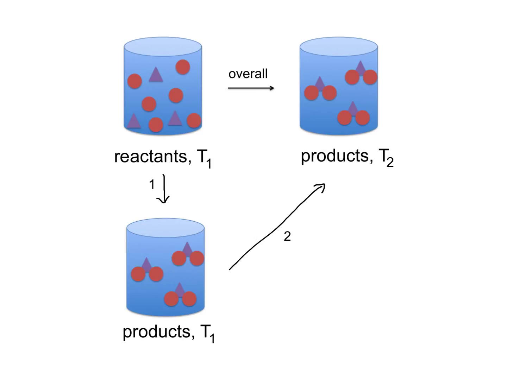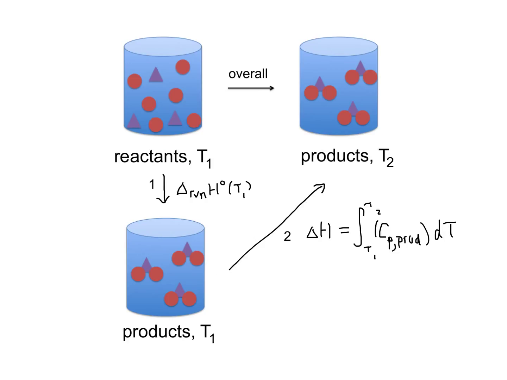The first step has a delta H that's simply equal to the delta H for the reaction at T1. The second step has a delta H that's equal to the heating from T1 to T2 of the products, or everything that's left in the reaction container.